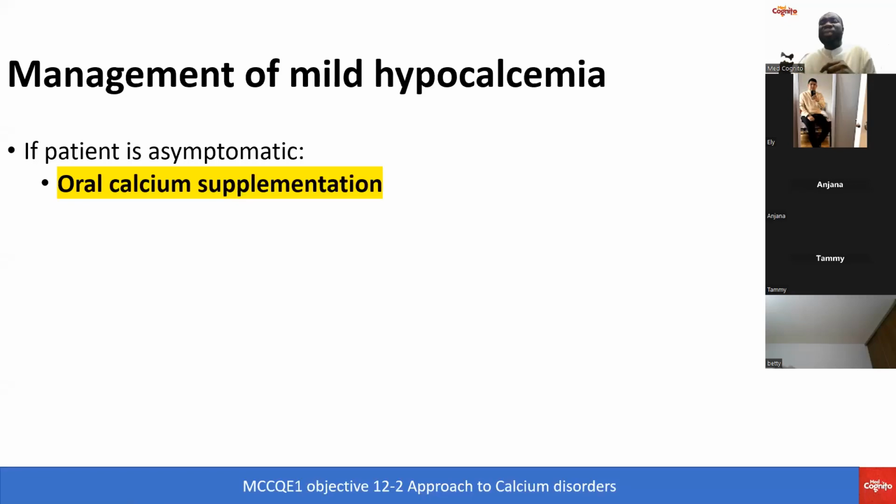Okay, now, since we are talking about symptomatic, what are some of the features that I will know that this patient is symptomatic? We learned it. What are some of them? Hyperreflexia. Tetany. Chvostek sign. Trousseau sign. Beautiful. What about the chest, the heart? There can be abnormal ECG, right? Okay, good.